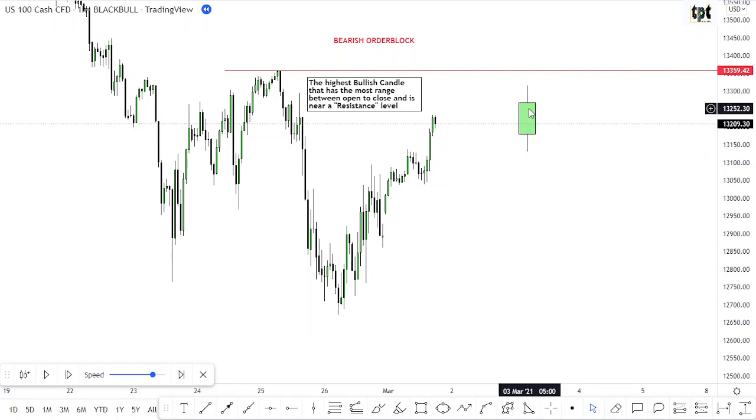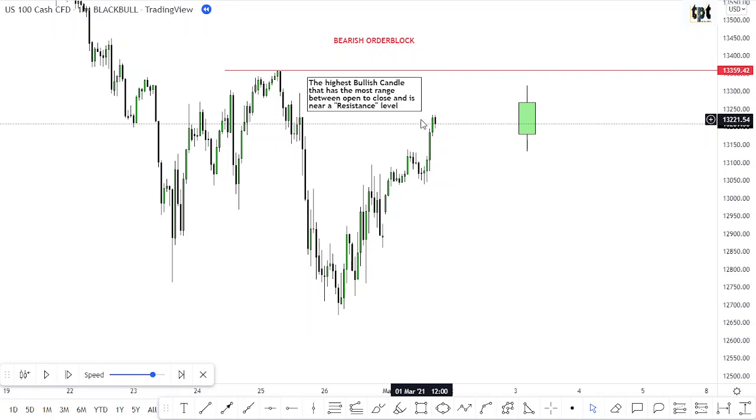range. The most range in terms of the bodies. Disregard the wicks. At least the body must be big enough to qualify it for a very good bearish order block. Now, a lot of you are asking why I have brought in the aspect of resistance for this bearish order block and the aspect of the support level for that bullish order block that we did.